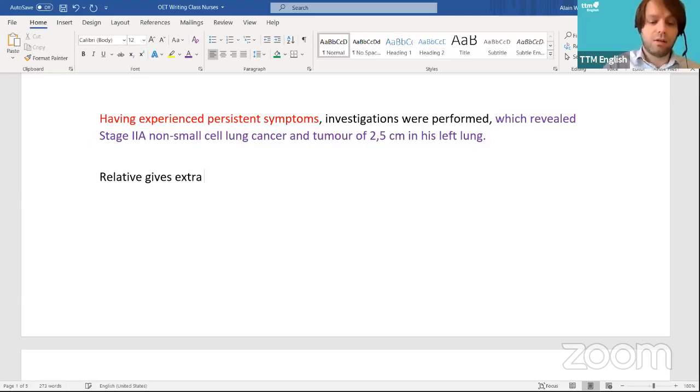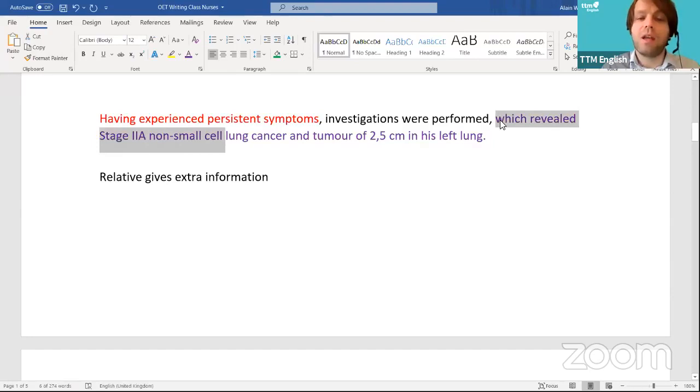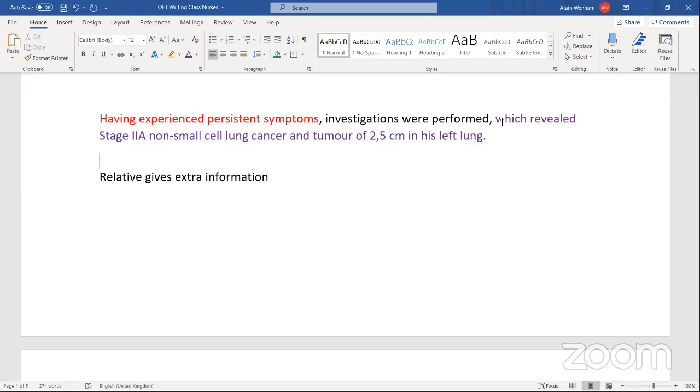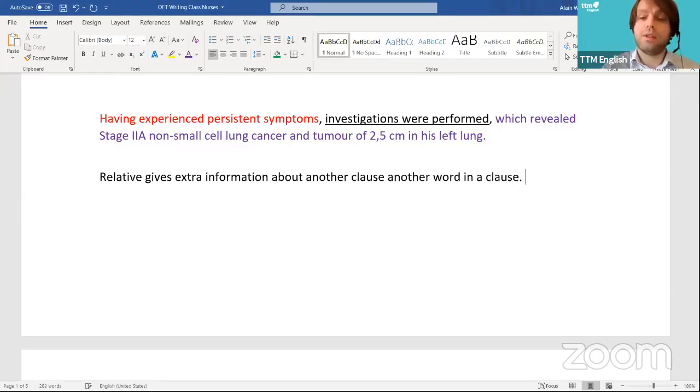Okay. Karina, are you there? Yes. So the relative clause here, Neshka's saying that this is giving extra information about what? About the main sentence. So is it this one or this one? Which one? About investigation. Right. Yeah, it's this. Because it gives it about another clause, or it can be another word. Okay. In a clause, right?